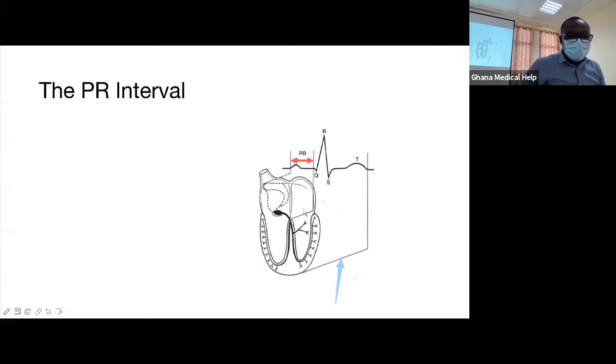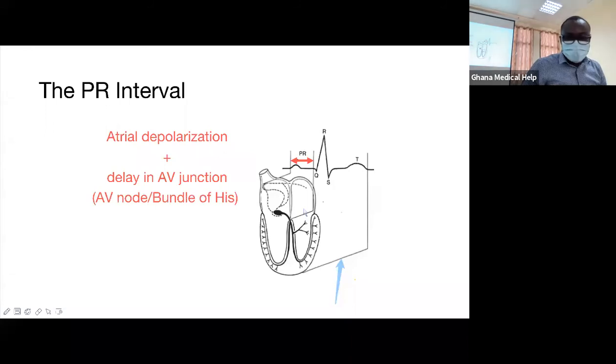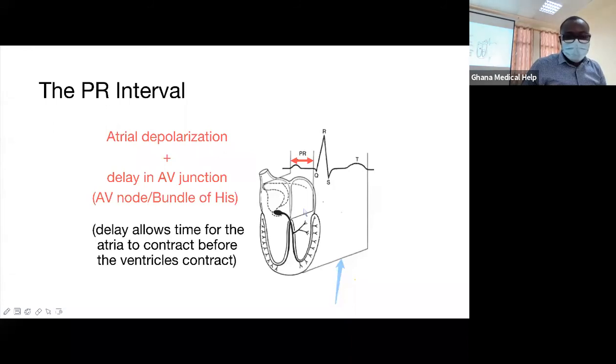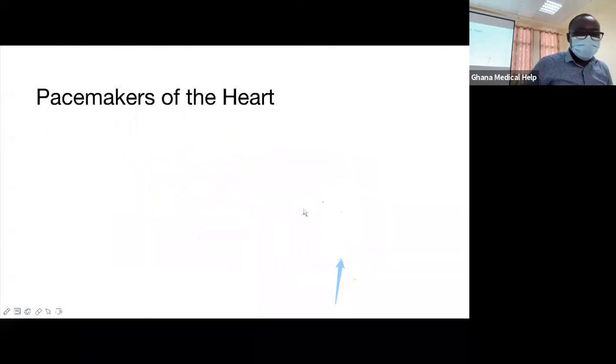Now let's look at the PR interval. Once you have the atrium, the top part of the heart, being depolarized, you need to have a rest in between before you have the lower parts of the heart, the ventricles, being depolarized. So from the atrial depolarization to the start of the ventricular depolarization, you have the PR interval. This allows the time for the atria to contract before the ventricles will then contract.